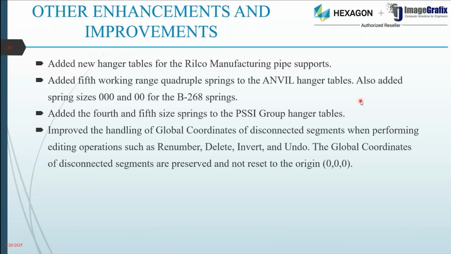Improved the global coordinates of disconnected segments when performing editing operations such as renumber, delete, invert, and undo. The global coordinates of disconnected segments are preserved and not reset to the origin 000. Whenever you deleted an element, the most challenging task was that the element after the deleted element would go and sit at 000, and I would need to relocate it. Now it will remain in the same location.